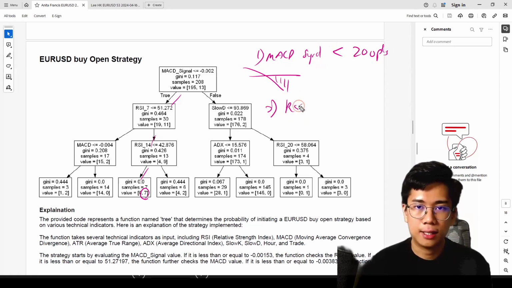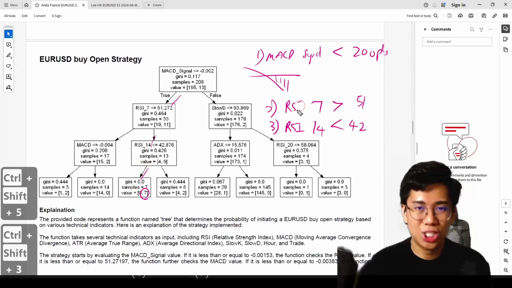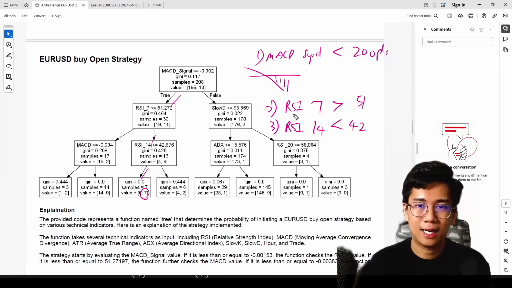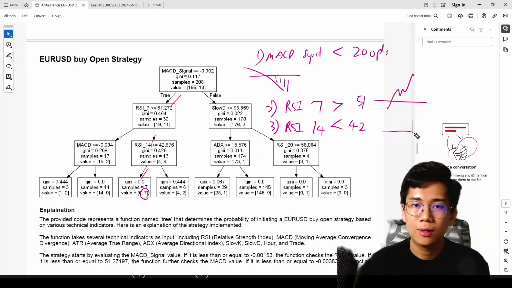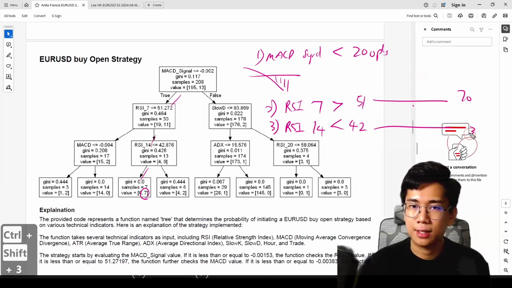Second, RSI of 7, true or false? False. Meaning 7 is larger than 51. And third, RSI of 14, true, is less than 42. It's a special combination whereby RSI of 7 larger than 51 means that on a short term it is moving up. RSI of 14 less than 42 means that it starts to go back down. Something like this, yesterday 70-30, right? On a short term, it is something like this.